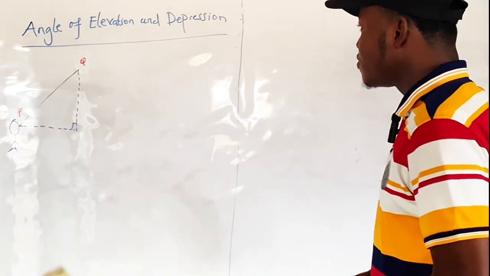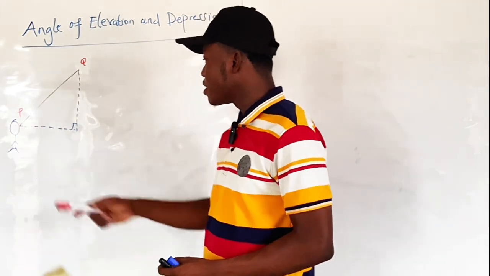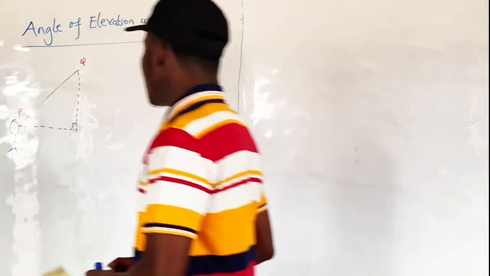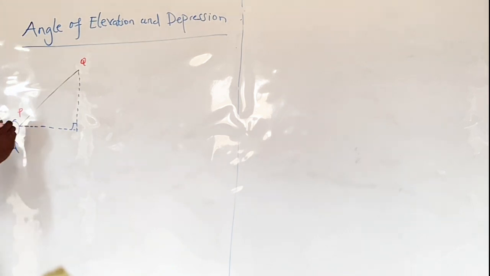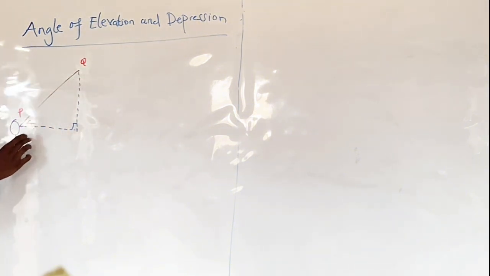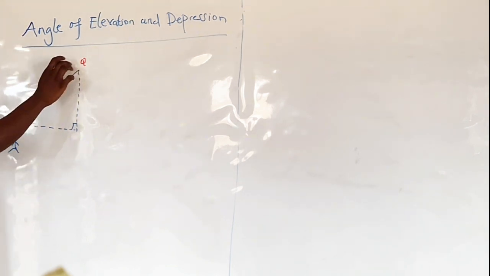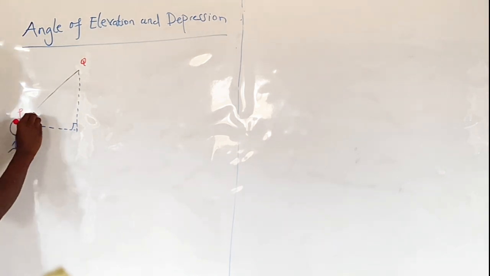The angle of elevation of an object Q from an observer who is at P is the angle which the line PQ makes with the horizontal. So angle of elevation is always an observer who is below a certain level trying to look up to an elevated surface. Here this observer who is below Q is trying to look at the point Q. The angle which PQ makes with the horizontal becomes the angle of elevation, like this.